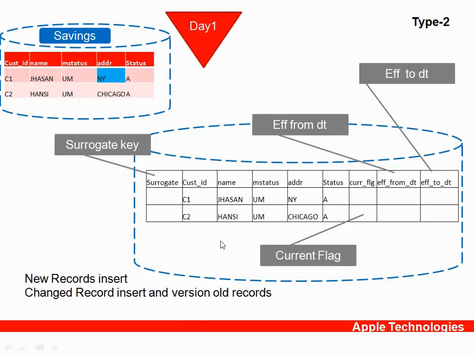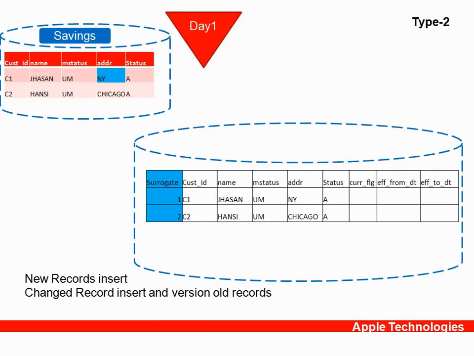In addition to this information, we have some extra columns created. In the surrogate key column, I will generate some continuous serial numbers. Along with the data I take from here, I'll keep it in these columns: customer ID, name, marital status, address, and status. We are taking those directly from here. In addition, we have an extra column called surrogate key. In this column, I'll keep numbers like 1, 2, 3.